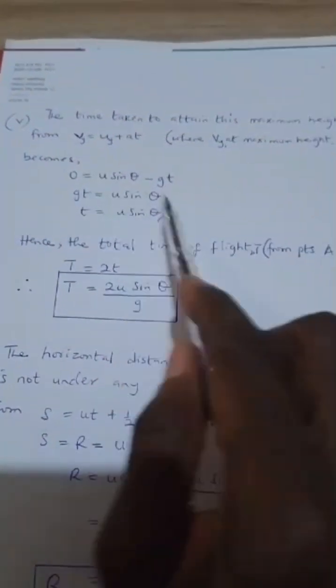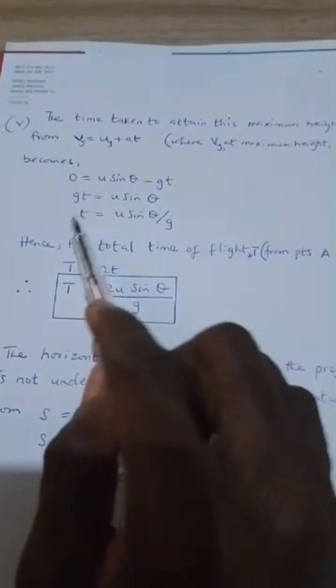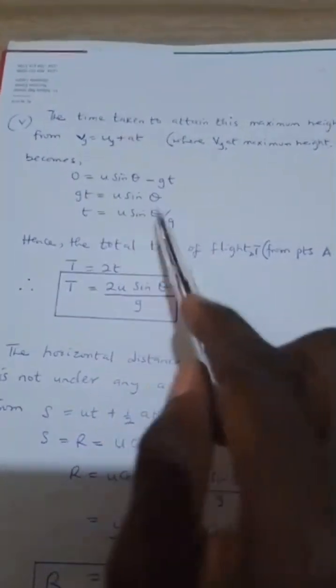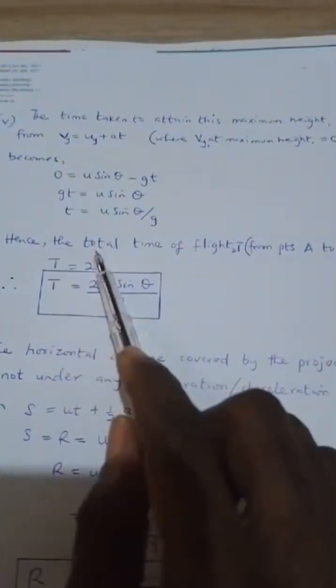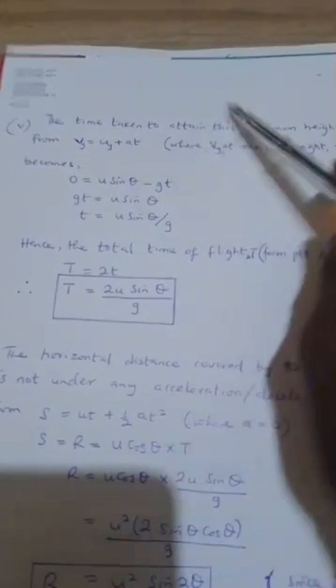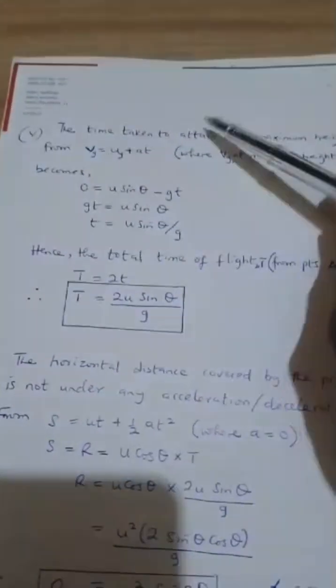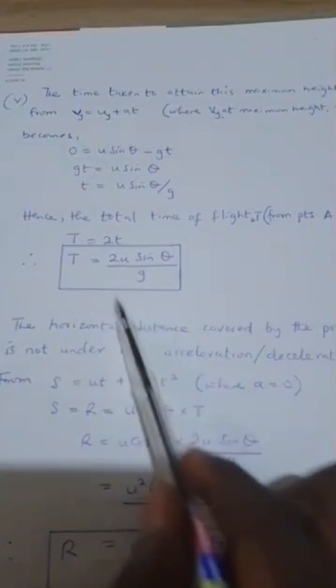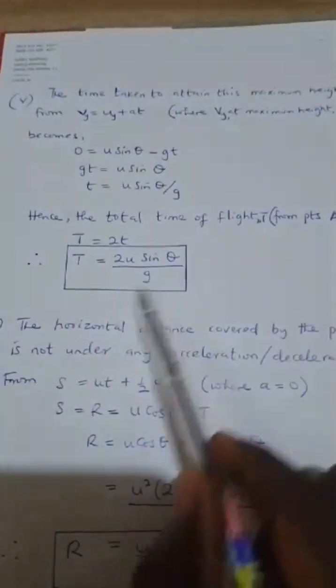All right, so slot that in, make gt the subject of the formula, I get u sine theta. Now divide both sides by g, so t is equal to u sine theta over g. So this is the time of flight to get to maximum height. Now to get to maximum height and back down to ground level must be twice of this. So 2 times this is this, okay?